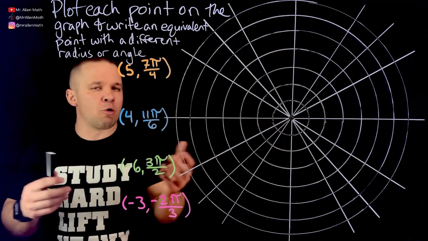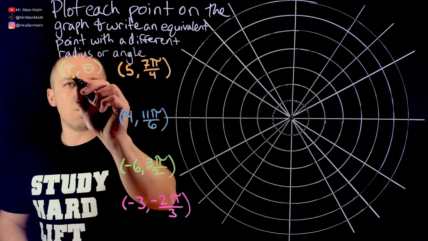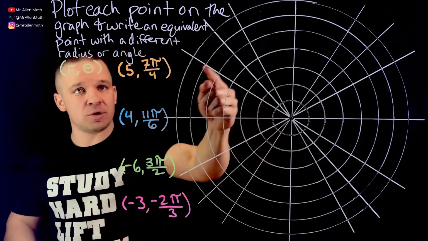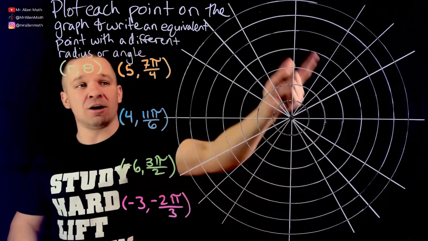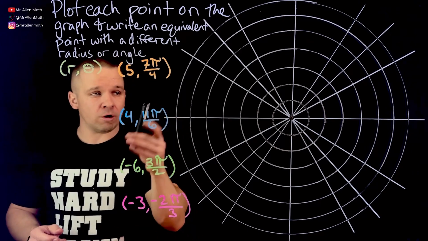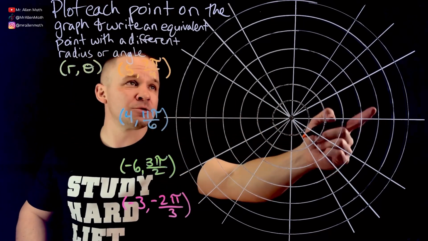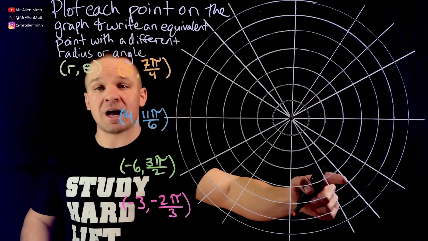What are these? What's this ordered pair mean? It is r comma theta, where r is my radius, the distance from the origin, and then theta is my angle of rotation. Okay? So for this first one here, which we will do in orange, we have a rotation of 7 pi over 4. That's rotating all the way around to this guy over here.